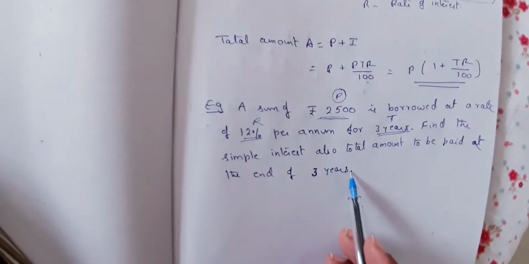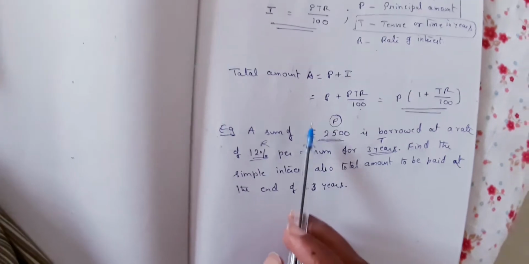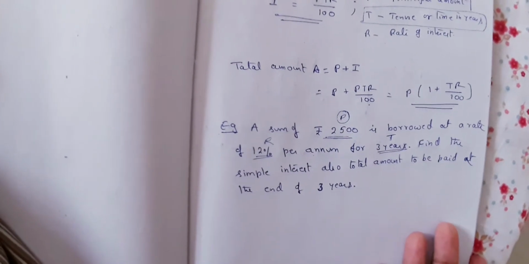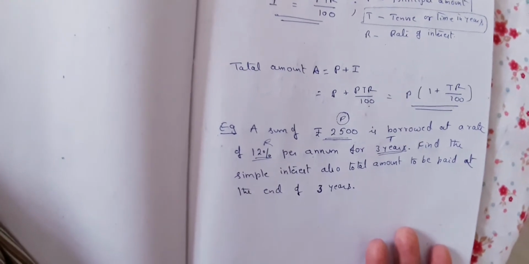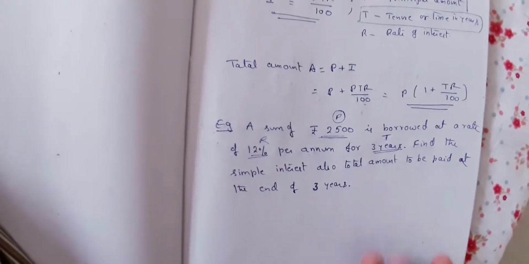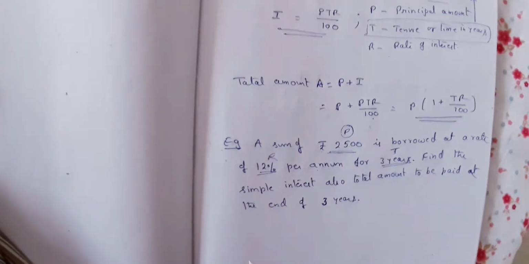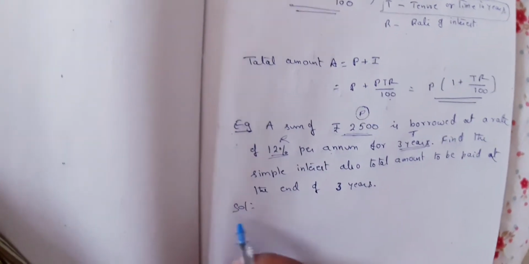So since both are asked, we have to find out first simple interest, then add it to the principal. Only if directly total amount is asked, there is no need for you to find a simple interest. Directly you can substitute in this formula P into 1 plus TR by 100. Okay, so now let us solve the problem.